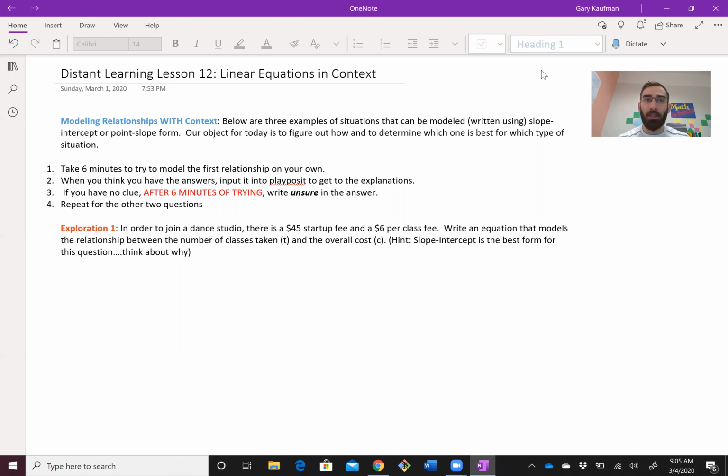So our objective today is to learn how to start modeling word problems with slope-intercept and point-slope form. So the idea is writing equations to represent the situation in either slope-intercept or point-slope form. We're going to have 3 explorations where before I say anything, you're going to try on your own. As you see, I ask you to take 6 minutes to try to model it before moving on.